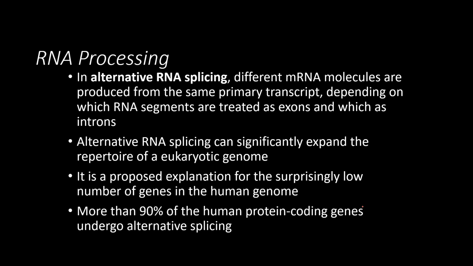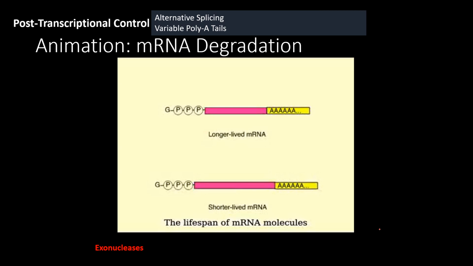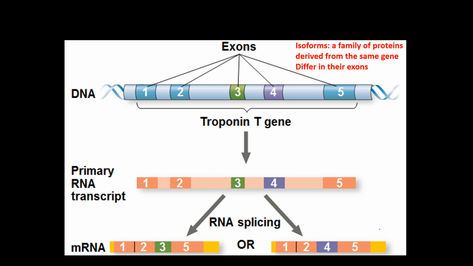All right, we already talked about alternative splicing. This slide just summarizes that. The one little take home here is that about 90% of all human protein coding genes at one point or another undergo alternative splicing. You can watch this on your own. I'm not going to play this right now. This has to do with mRNA degradation in the poly A tail. This is alternative splicing of the troponin T gene.